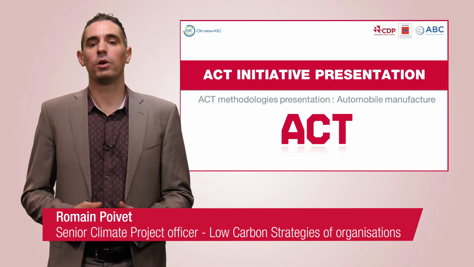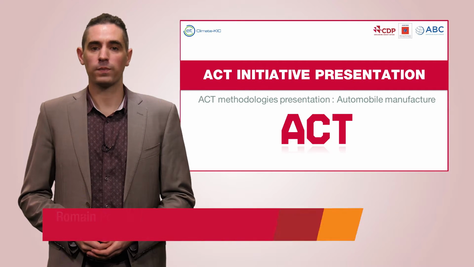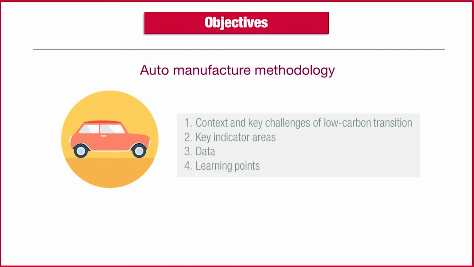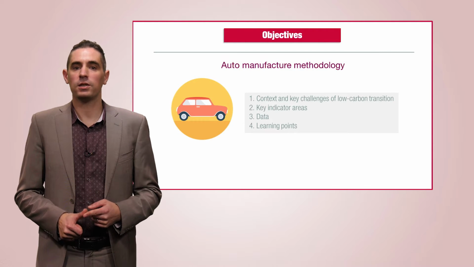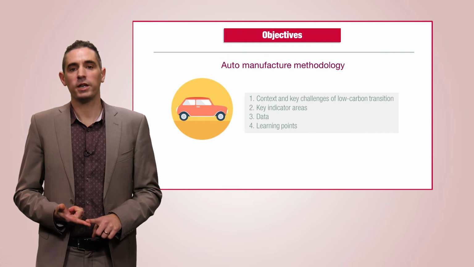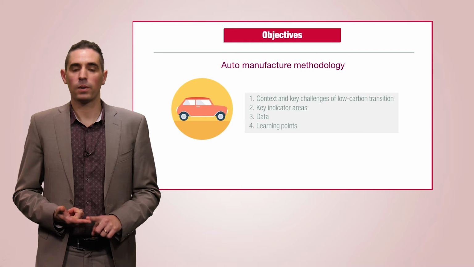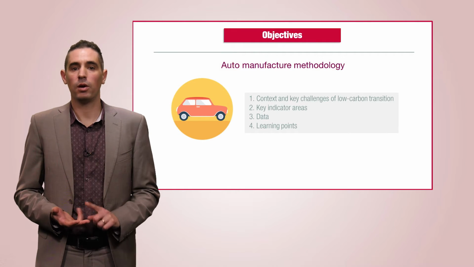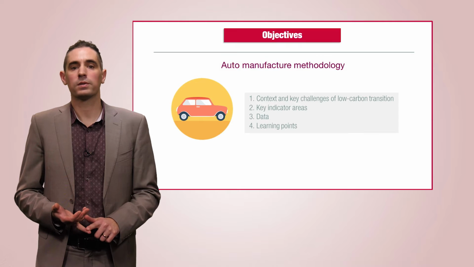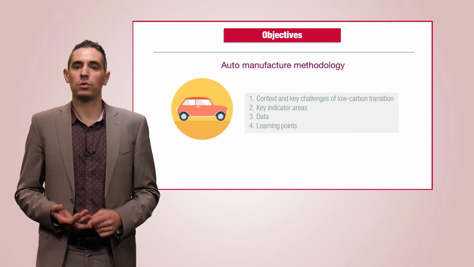Welcome to session 7.2. In this session, we will focus on the auto manufacturer's methodology. The objective is to understand how the framework was applied to this sector context. We will briefly go through, first, the context and key challenges identified for the sector decarbonization. Second, the key indicators packages and their relative importance. Third, the basic data that needs to be collected to make it all possible. And fourth, the learning points from application of this methodology to the pilot phase.